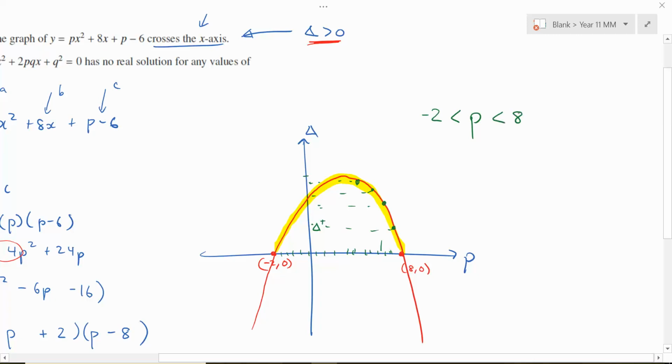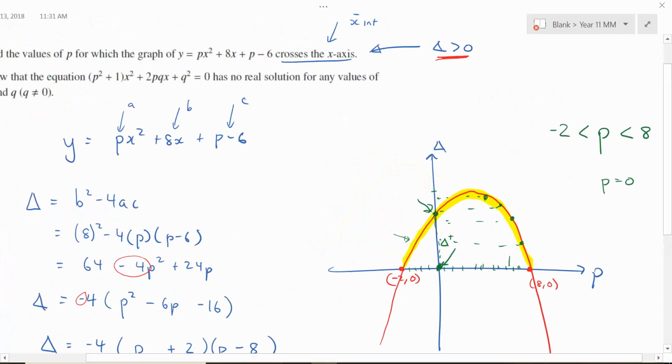True? Now there is only one little flaw in this, and there's a problem. It is true that any values you choose from -2 to 8 will make sure that you have 2 x-intercepts, but there is a problem. The number at p equals 0, see, p equals 0 is here. When p equals 0, yes, you do have a positive discriminant, but be careful. See, when p equals 0, look at the equation.